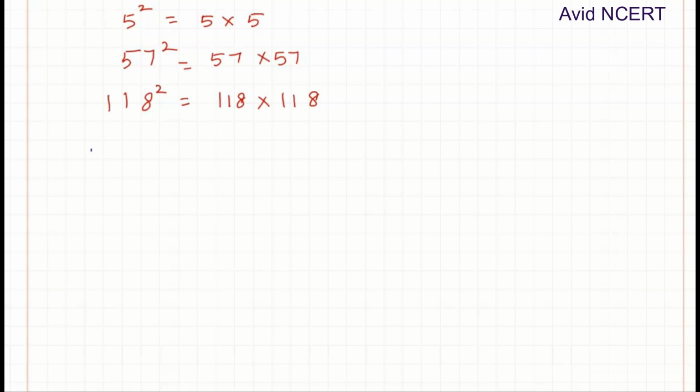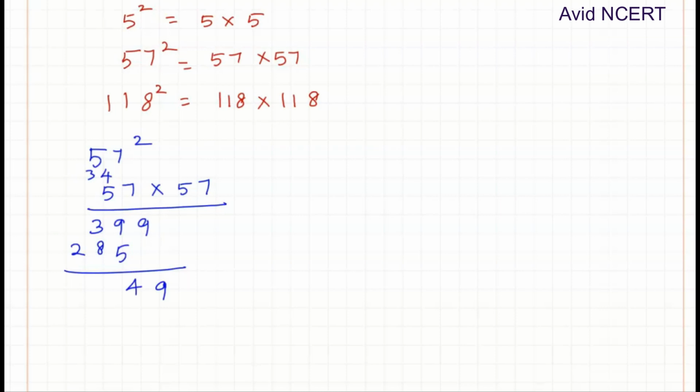The first method to find the square is basic multiplication, which is 57 times 57. 7 times 7 is 49, carry 4. 7 times 5 is 35, 35 plus 4 is 39. 5 times 7 is 35, so 5 carry 3, and 5 times 5 is 25 plus 3 is 28. So this is the basic method to find the 57 square.